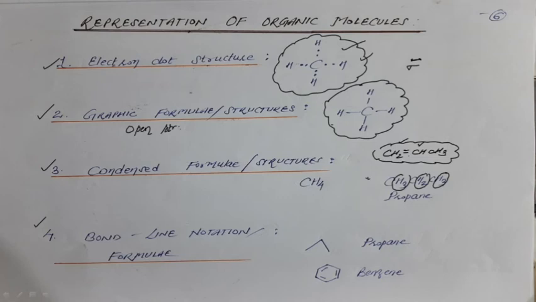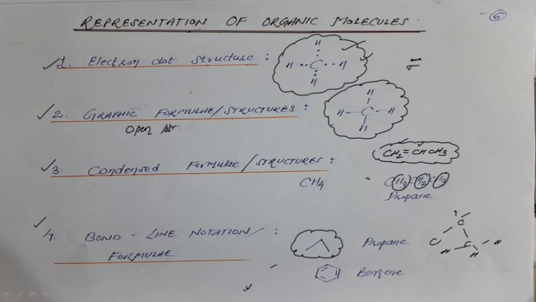Fourth is bond line notation. In the bond line notation, each terminal shows the position of a carbon. Like this one is an example, and in this one, a line means the position of one carbon, and the ending of a line is also a carbon. This is also the skeleton form of carbon, and for each carbon we then complete its valency with hydrogen. So this is the open structure.